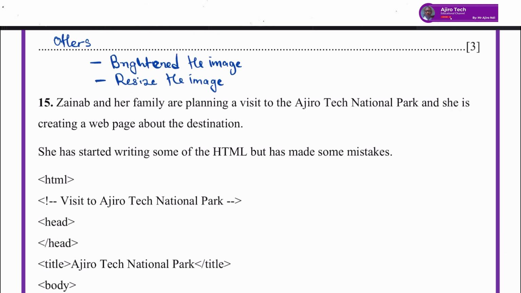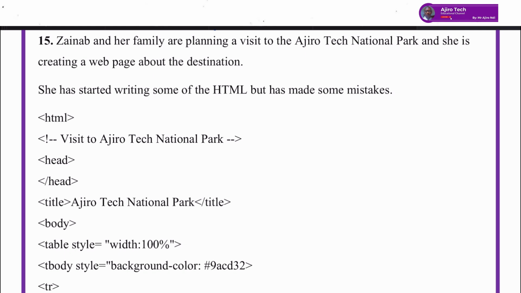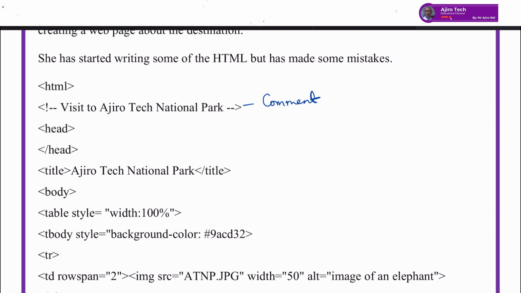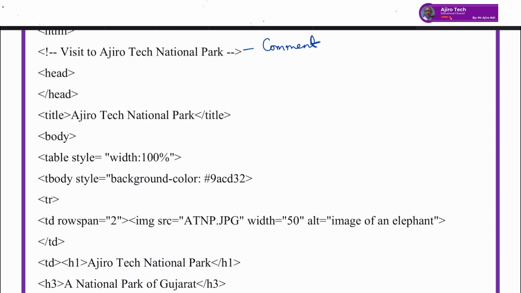Zainab and her family are planning to visit the Ajiro Tech National Park, and she's creating a web page about the destination. She has started writing some of the HTML but has made some mistakes. So this here is a comment. Okay, this is the head section. So we notice that this here can be placed anywhere, literally anywhere. This is the title. Now the title here should be seen in the head section.